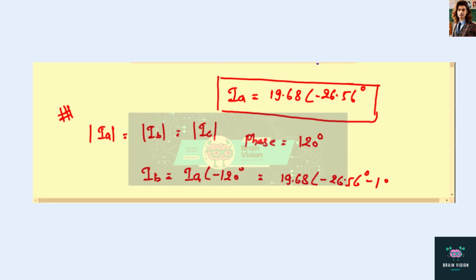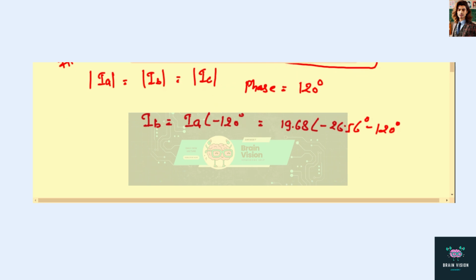The final value of IB will be 19.68 angle minus 146.56 amperes. So this is the value of IB.